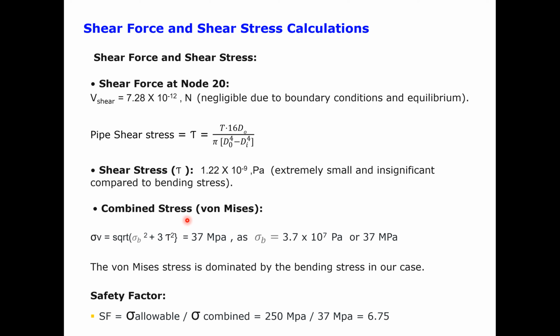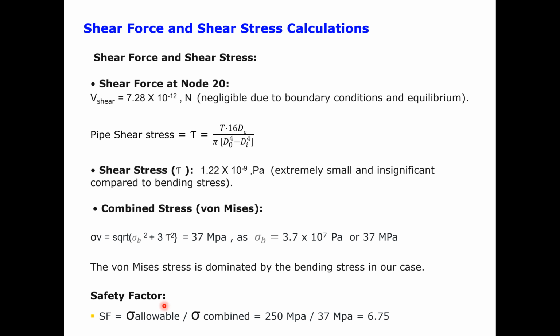And if we combine the stresses in the von Mises equation, sigma v is equal to the square root of sigma b square plus 3 tau square, the whole under root. It comes out at 37 MPa because these values are negligible, very small. So just ignore this, and this comes out as 37 MPa. So in our case, the von Mises stress is dominated by the bending stress.